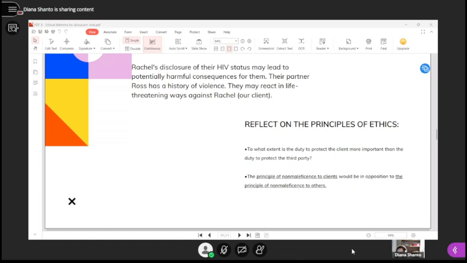Donc, je vais dire, autonomy, if they don't want to disclose because of fear of violence, could be their autonomy. But non-maleficence, if Ross might be harmed, you don't want Ross to be harmed by contracting the virus, so non-maleficence. So if you can justify your answer, depending how you view the principle of ethics, it is okay. Il n'y a pas de best answer. If you can justify and make some assumption also, it's okay.